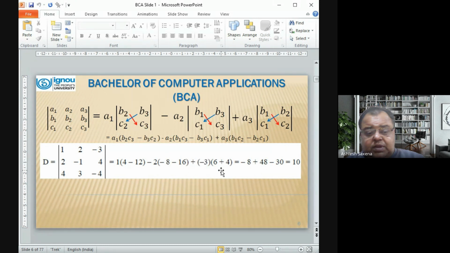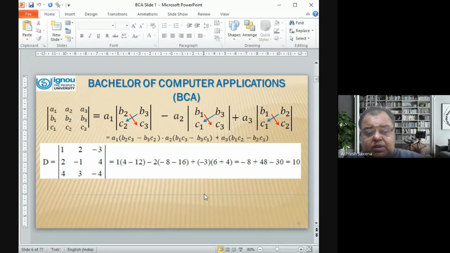This is plus 48. Minus 3 into 10 is minus 30. Now leave this, add these, 30 and 8. 30 plus 8 will be 38 with a minus sign, and then subtract it. 48 minus 38 is 10. Now the question is, should I repeat it once again, or is this opening of the determinant clear to you?